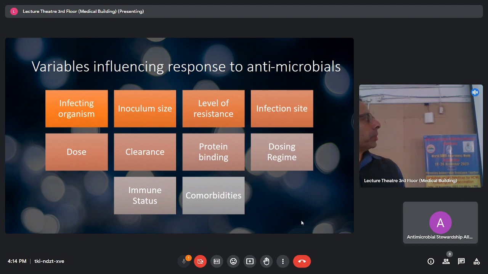Then comes immune status of the individual and the other comorbidities. Now, these are the two variables basically where clinical judgment is required, where no pharmacological principle is going to work. It is the comorbidities and the probability of patient responding appropriately or not. That is purely clinical judgment. Pharmacology will not work in those situations, or any modeling will not work in those situations.